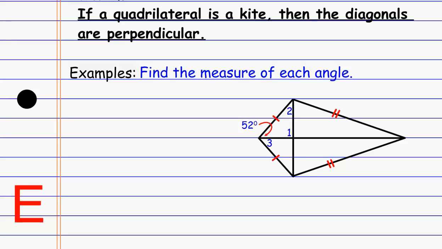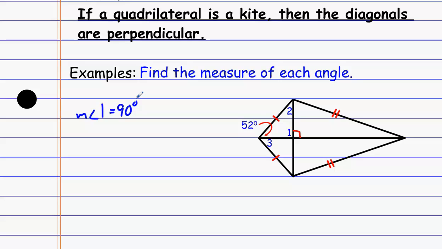So with this one it says find the measure of each angle, and this is the last example we're going to do. Let's start with the measure of angle 1. That should be the obvious one. Since I have a kite and I have the diagonals drawn, the diagonals are perpendicular, which means these intersect at a right angle, which means angle 1 has to be 90 degrees. And that comes right directly from the theorem that we have.